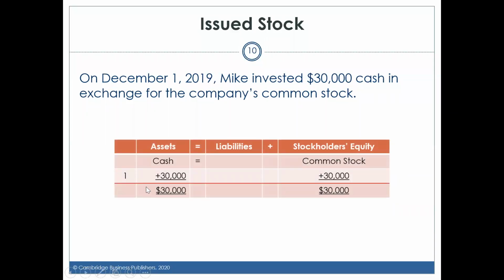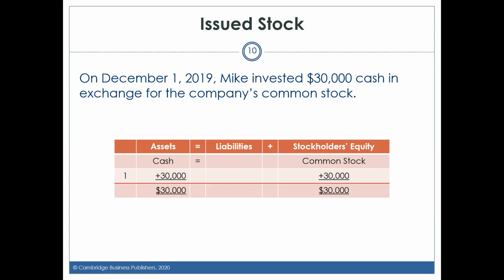So the two accounts involved, remember, every event involves at least two accounts. The two accounts involved are cash and common stock. Cash is an asset and common stock is owner's equity. Mike's Bikes received $30,000 of cash, so their cash went up by $30,000. And ownership in Mike's Bikes, that's what common stock is, the dollar value of ownership in the company, that went up by $30,000 as well.